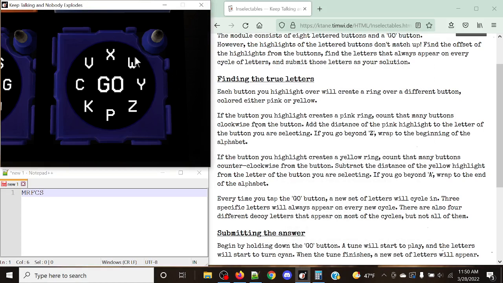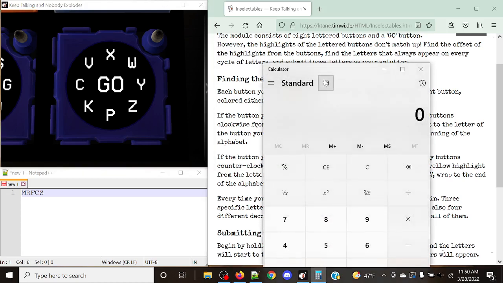Next up for Whiskey, Whiskey is going to be a yellow, which is going to be counterclockwise. In this case, it's simply one clockwise away, so it's going to be a 7. We're going to subtract 7 from Whiskey to get us our true letter here. 23 minus the 7, which is going to be a 16, that's going to be representing a Papa.